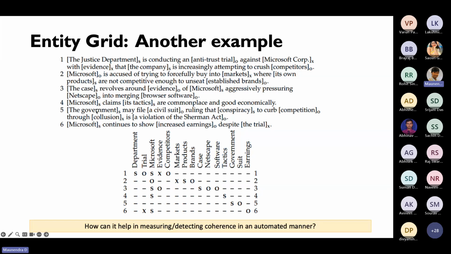Now, given an input document, you create a table. Then from that table, you create a single vector. How is that vector created? Here these are the words, and here the sentence numbers are there.